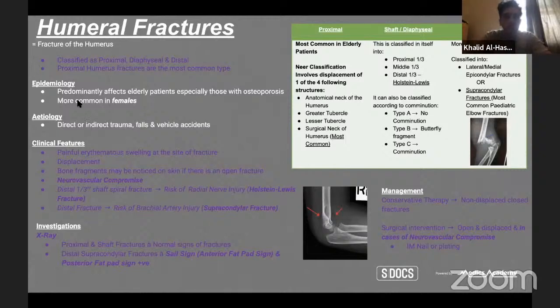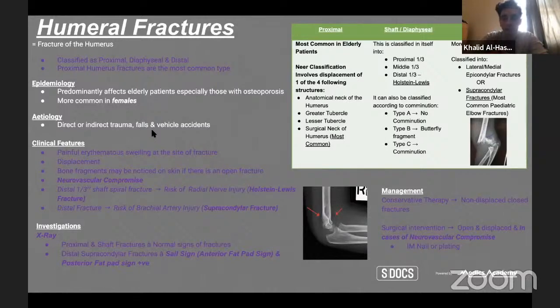So generally what we tend to see is that these cases tend to affect elderly patients with osteoporosis. It's more common in females. The etiology is direct or indirect trauma, and the clinical features are painful erythematous swelling at the site, as mentioned prior, displacement of the bone fragments, and bone fragments can also be noticed if this is an open fracture. There is a potential risk of neurovascular compromise, which always needs to be remembered.